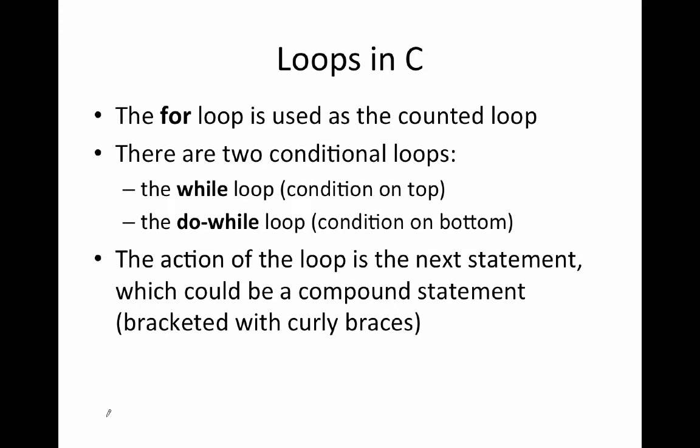There are three different loop statements in C. The for loop is used as the counted loop, so when we know how many times we want to repeat the action. There are two different conditional loops, so when we don't know how often we're going to repeat the action, there's the while loop, which has the condition on the top, and there's the do while loop, which has the condition on the bottom.